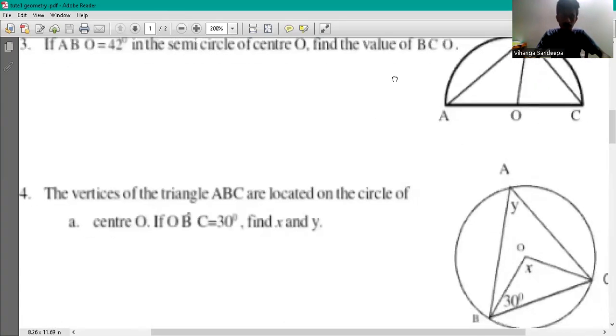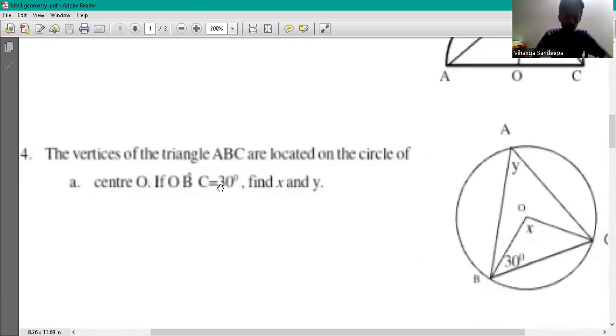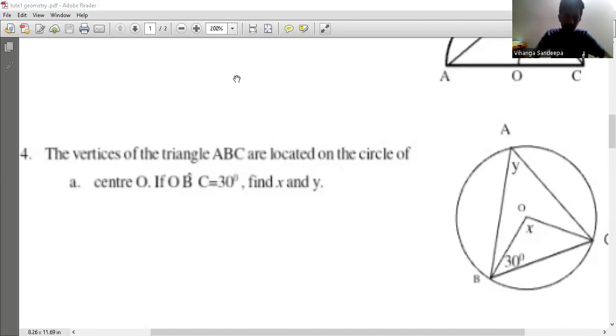Question number 4. The vertices of the triangle ABC are located on the circle of center O. If OBC equals 30, find the value of x and y. Here we can see that OB and OC are two radii, so OBC is an isosceles triangle. In an isosceles triangle, angles opposite equal sides are equal. Then angle OBC equals angle OCB.